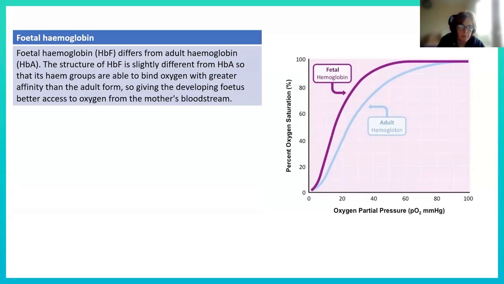Remember we said that it differs slightly and it's easier to bind to the oxygen. There's greater affinity to oxygen than the adult hemoglobin. So that's what that looks like on a curve as well.